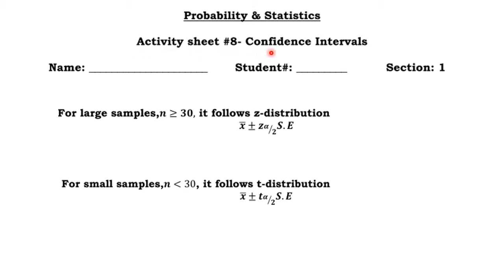Activity sheet number 8, confidence intervals. For large samples, that is n is more than or equal to 30, it follows the z distribution. And for small samples, that is n is less than 30, it follows the t distribution.